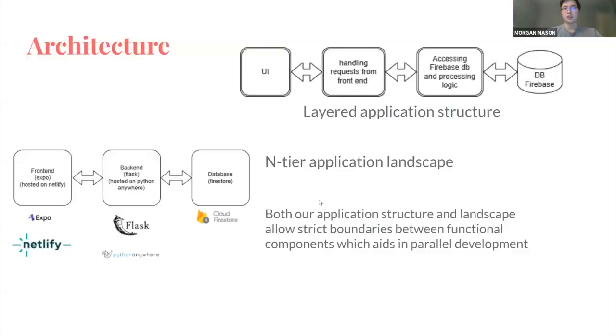We decided to go with an n-tiered application with a layered application structure. We have our front end, which is hosted on Netlify using Expo, our backend, which is written with Python and Flask and is hosted on Python Anywhere, and our database, which is Firestore. Our front end very neatly fit into its own layers, as did our database, and our backend, we decided to split into 2 sections. One section is handling requests from the front end, and the other section is integrating with the database and processing information given before we hand it off to the user.